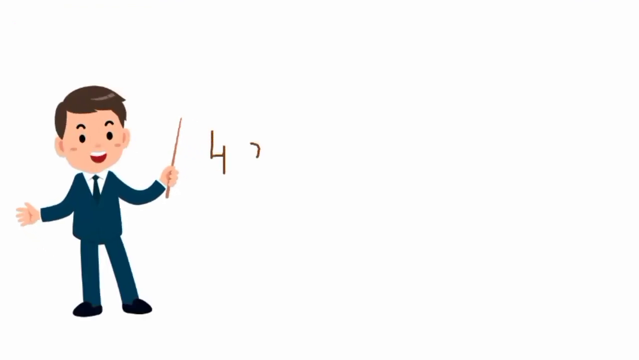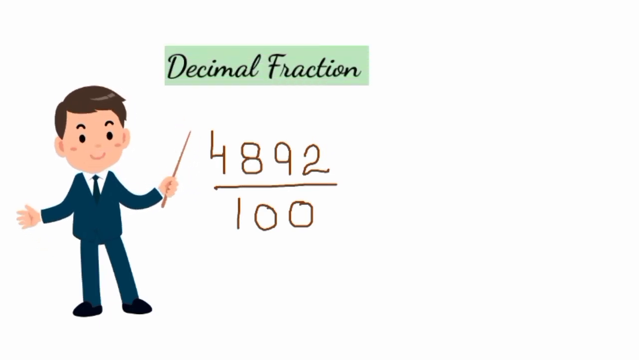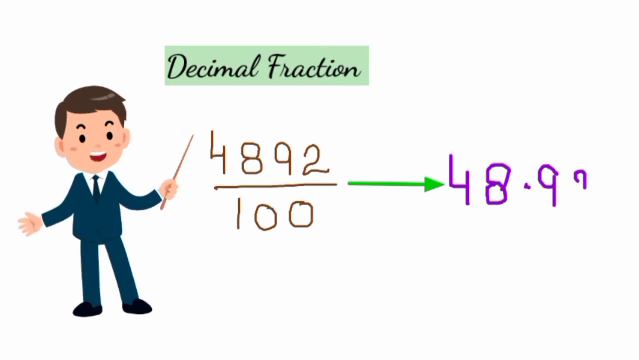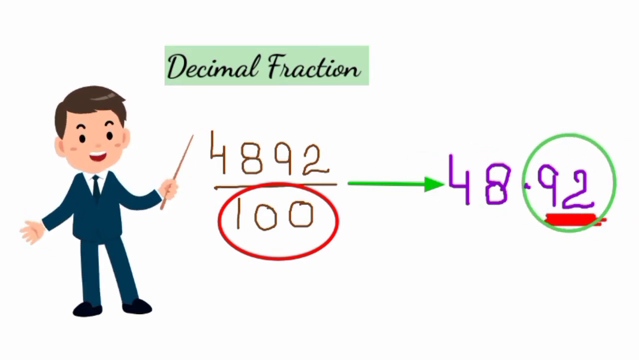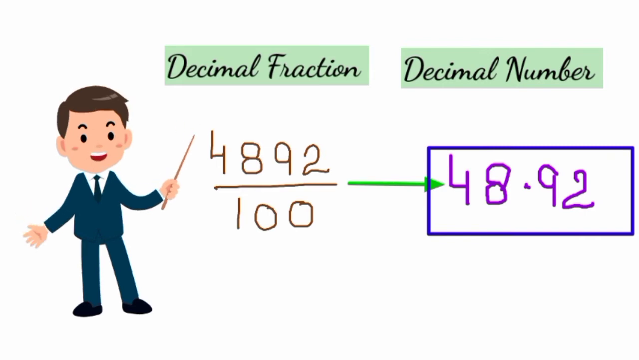Let us understand with one more example. Here 4892 upon 100 is a decimal fraction because the denominator is a power of 10, and this decimal fraction can be written as 48.92. Why? Because in the denominator there were 2 zeros. So after the decimal there will be 2 digits. So here we have 2 digits after the decimal, which are 9 and 2. So 48.92 is the decimal number.